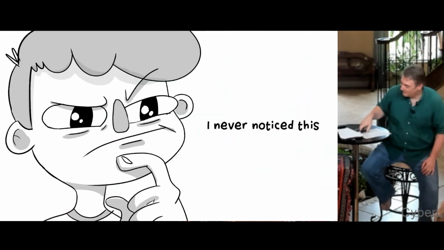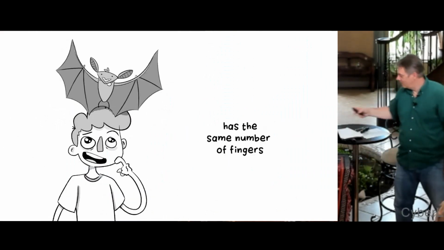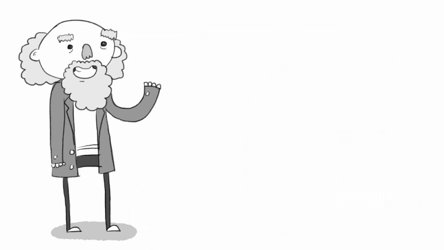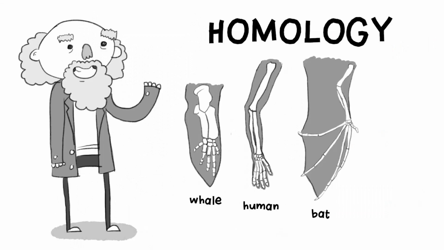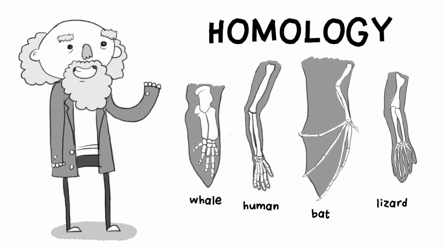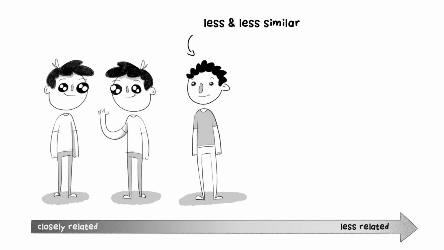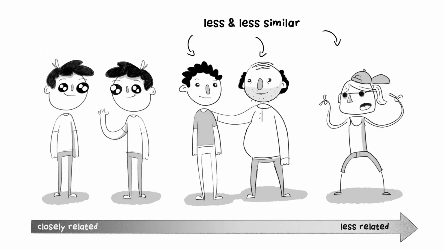You know what? I never noticed this, but my pet bat has the same number of fingers as my pet alligator. Isn't that a quinky dink? One of the main arguments Darwin used for his theory was that of homology, these odd similarities between very different animals. Why would they be so similar unless they were related? And this does make sense. After all, take siblings. They look pretty similar. They're closely related. Then take cousins or third uncles or former roommates.